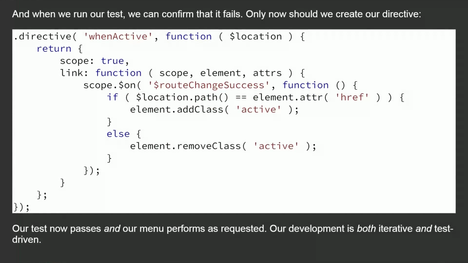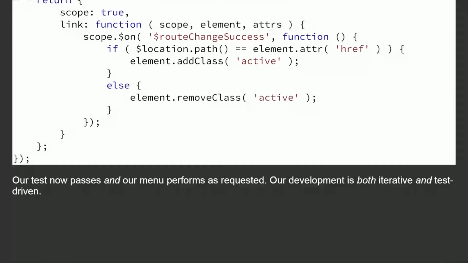And when we run our test, we can confirm that it fails. Only now should we create our directive. Our test now passes and our menu performs as requested. Our development is both iterative and test-driven.